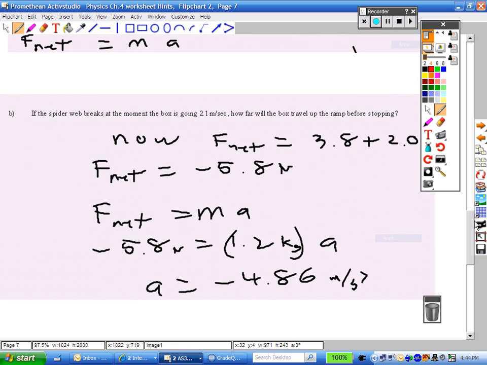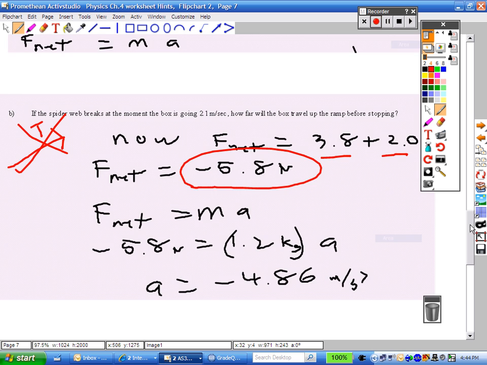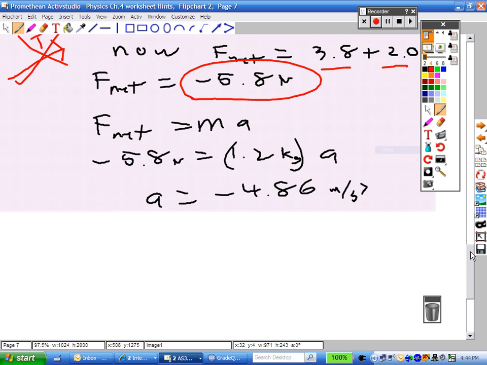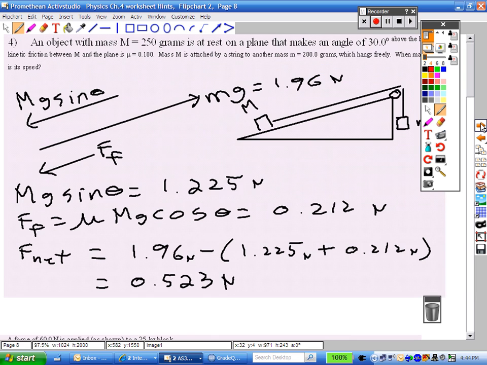But for part B, there is no tension vector. The tension vector is gone. So there are only two forces, the 3.8 and the 2.0. They are slowing you down, so they have a force vector of negative 5.8. That negative 5.8 allows you to get the acceleration. Chapter 2 and 3 awaits you.